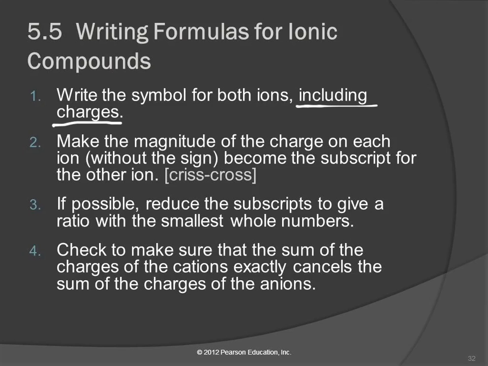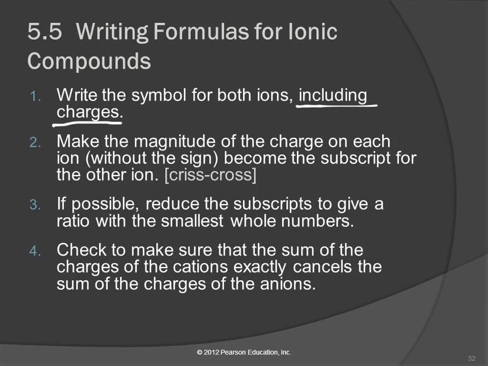Now, these are the instructions your book gives, and I'm going to give you a slight modification. Make the magnitude of the charge on each ion, without the sign, become the subscript for the other one. We tend to call this the Crisscross Method, and I'll show you how that works in a minute. And then, if possible, reduce the subscripts to give a ratio with the smallest whole numbers. So we'll see how that works in a minute.